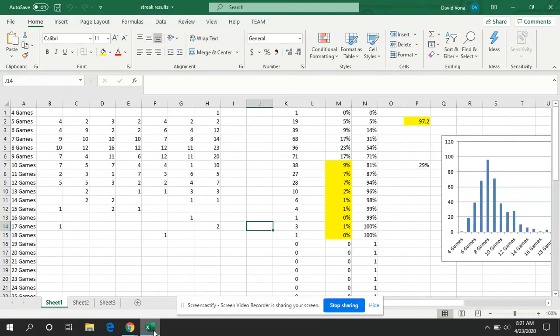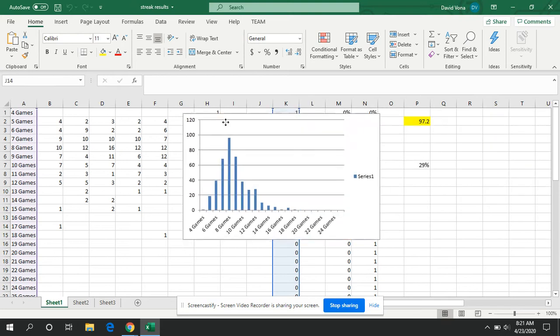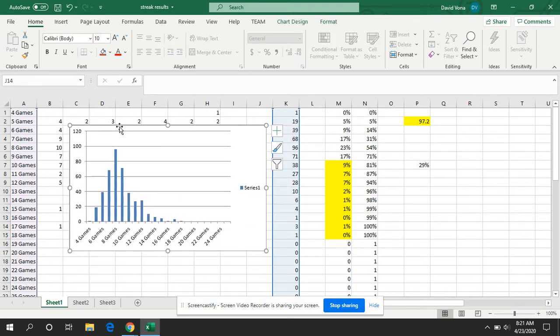All right. So what we have here is the results from all of our different simulations. This graph right here is showing the different streaks that were generated. This tallest column here represents an 8-game streak, and then this would be 9, 10, 11, 12, and so on and so forth. Again, the whole purpose of this was just to kind of put streaks in context.